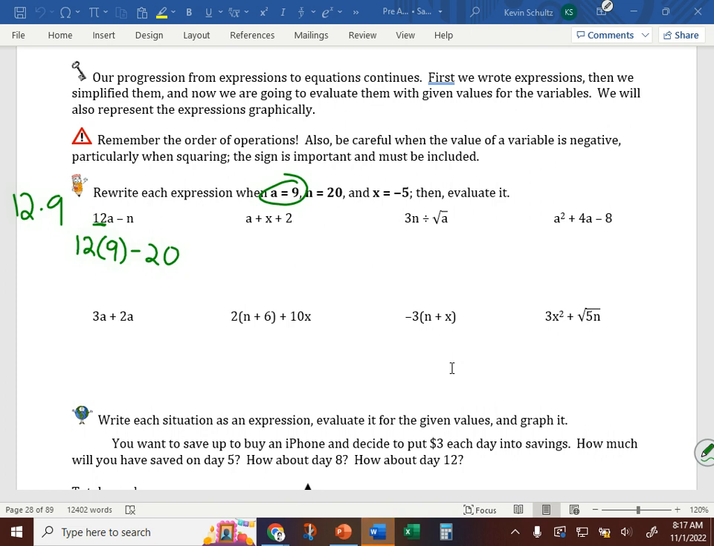Now it's just order of operations. 12 times 9 is? Anyone have it? 12 times what? 108. Yeah, 108. Okay, and then minus 20, we get 88 as an answer. So you're plugging values into the expression and then evaluating it.